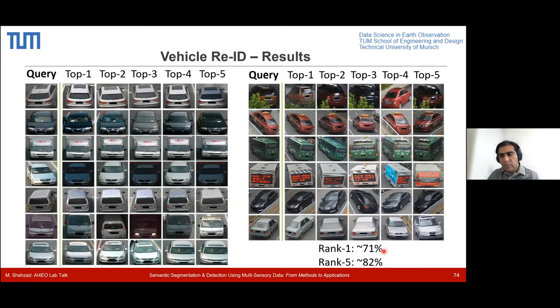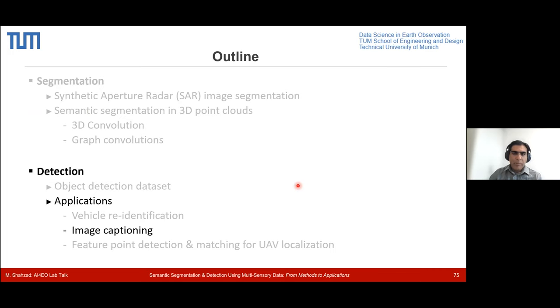and gave us a rank one accuracy of around 71% and rank five of 82%. These are the vehicle identification results. For example, these are the query images, this is the top one match, this is the second top match, and these are the top five matches, on two different data sets. Of course, the problem is quite challenging, but in this formulation we were able to achieve some reasonable results. So this is one particular application of detection.